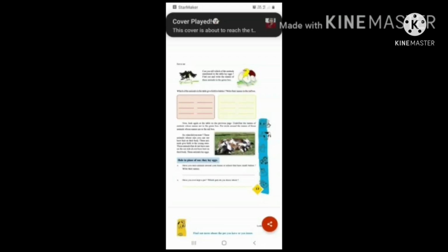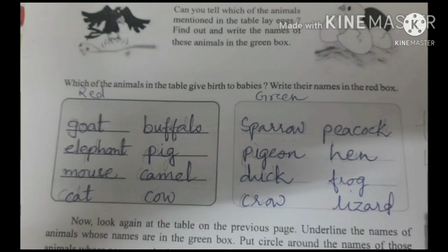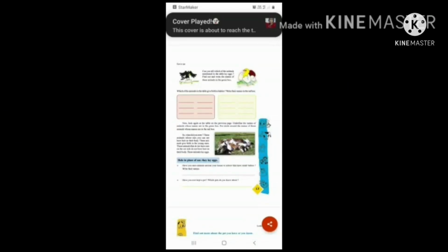Now look again at the table on the previous page. Underline the names of animals whose names are in the green box. So the names that you have written in the green box, sparrow, pigeon, duck, crow, peacock, hen, frog, lizard, you have to underline. And put a circle around the names of those animals whose names are in the red box. So the remaining are in the red box. So circle them.